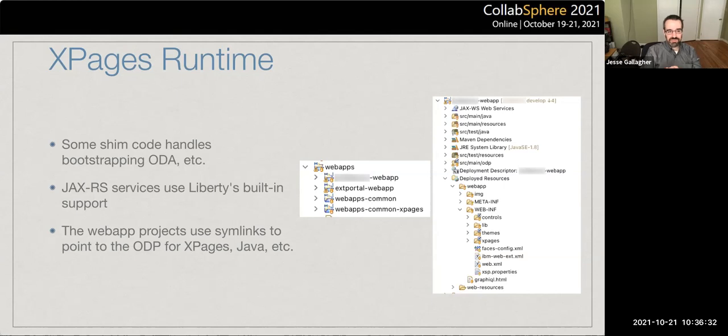The web app project uses symlinks on the file system, which also work on Windows, to point to the ODP for XPages, Java, etc. So this is essentially a web app version of the main XPages NSF. You can see we have the controls and themes in XPages, and those are just links to the equivalent files in the ODP. So if an XPage changes in the NSF, it will change in here and vice versa. That way we don't have to worry about copying XPages or controls around.